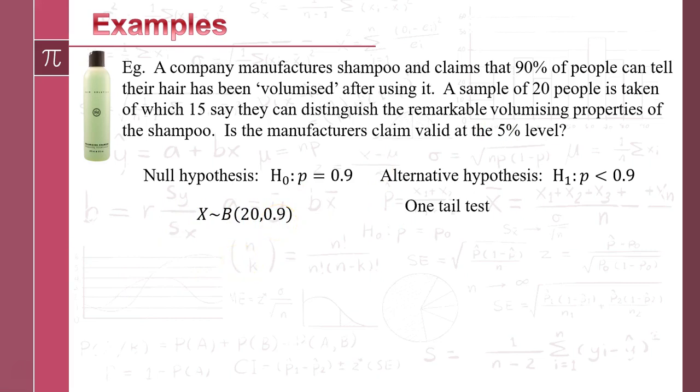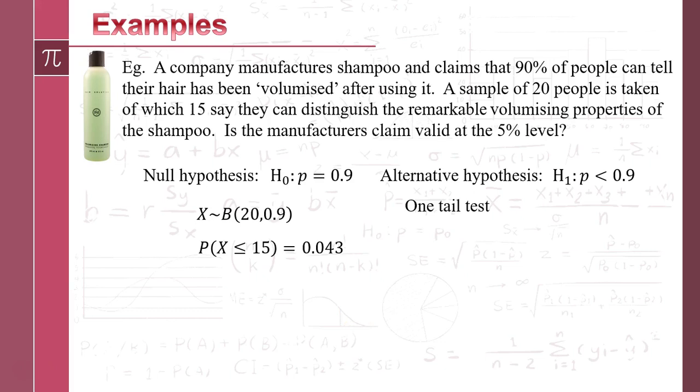And we want to know, is this value of 15 significant or not? So we're going to calculate the probability that we get 15 or fewer people. Given that 90% of people say they can tell the difference, is getting 15 or less likely, or is it too unlikely? We plug that into the calculator and it gives us a value of 0.043. Now we compare with our 5% level, and clearly the likelihood of getting 15 or less with a 90% figure is very unlikely. It's 0.043, 4.3%, which is less than our 5% level.